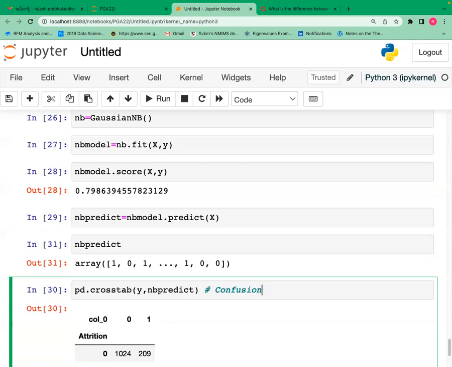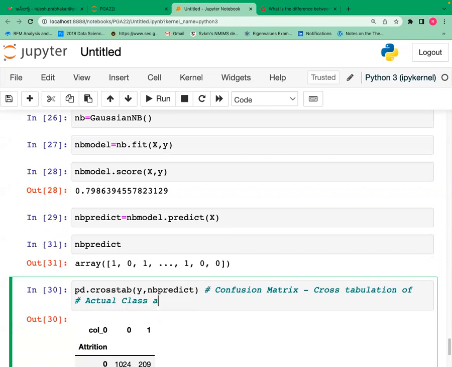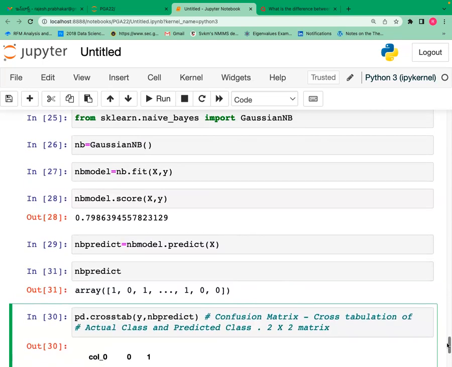A confusion matrix is a cross tabulation of actual class and predicted class. The actual class is y. The predicted class is NB.predict. It's a 2 by 2 matrix for binary data.